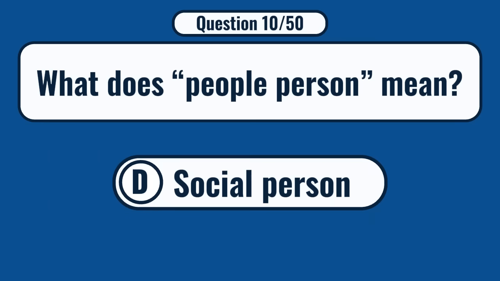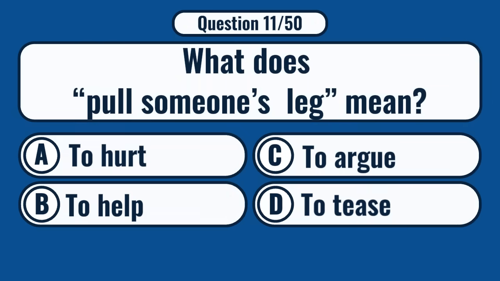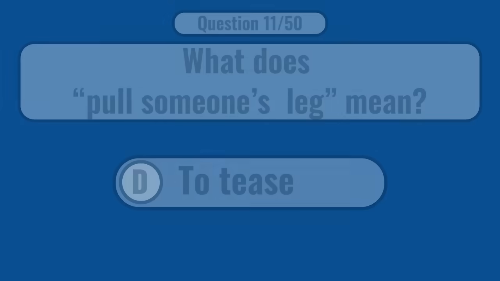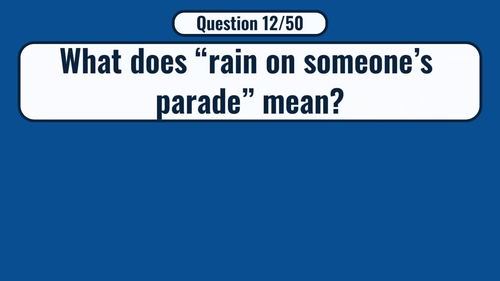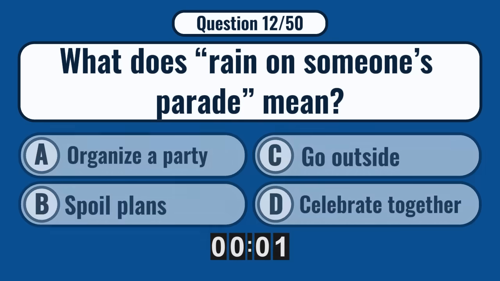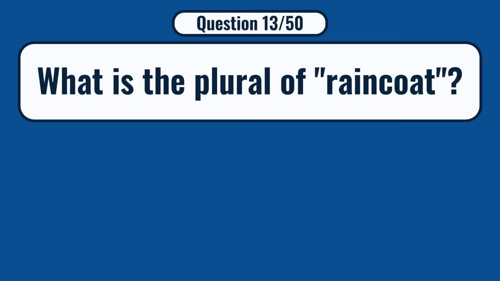Answer D. Social person. What does pull someone's leg mean? Answer D. To tease. What does rain on someone's parade mean? Answer B. Spoil plans. What is the plural of raincoat?